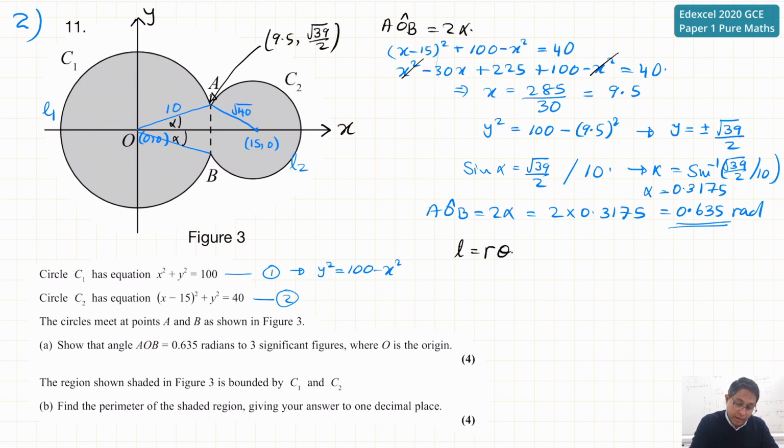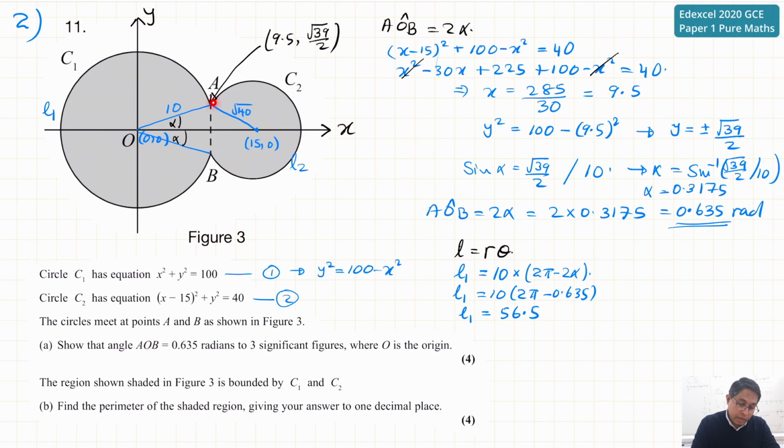Therefore, we can find L1 equal to r times theta, where r is 10. Theta is this angle here. This angle we can write as 2 pi minus 2 alpha. We found 2 alpha as 0.635. Therefore, we can find L1. L1 equal to 10 times 2 pi minus 0.635. Use the calculator, you would get L1 as 56.5.